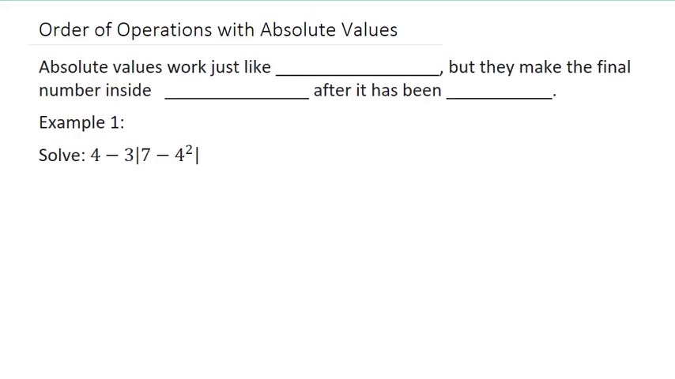Order of operations with absolute values. So absolute values work just like parentheses, but they make the final number inside positive after it's been calculated. So let's look at example 1 to see how we can do this.